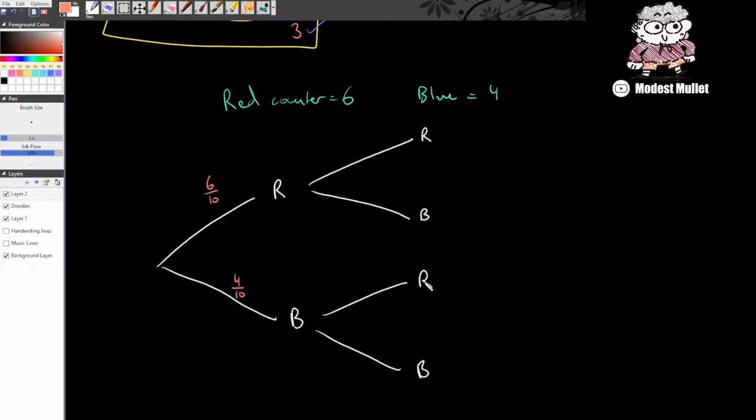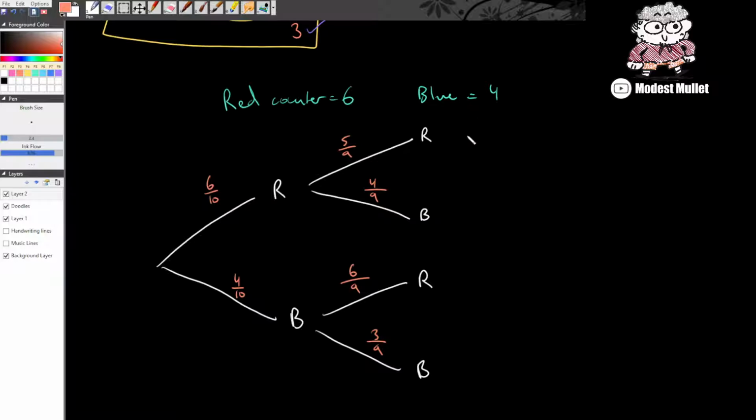But since we're doing it without replacement, we're not putting that counter back. So we've taken a red out first. We've only got 5 left out of 9 total. We've taken red out first and then get a blue. There are still 4 left out of 9. This is going to be 6 out of 9, and this is going to be 3 out of 9.